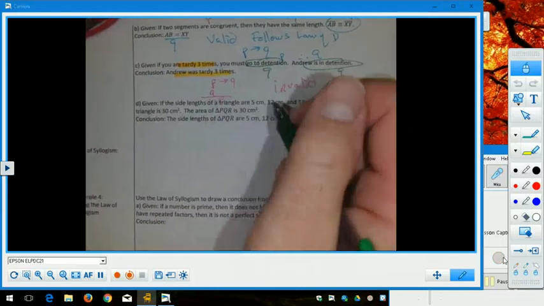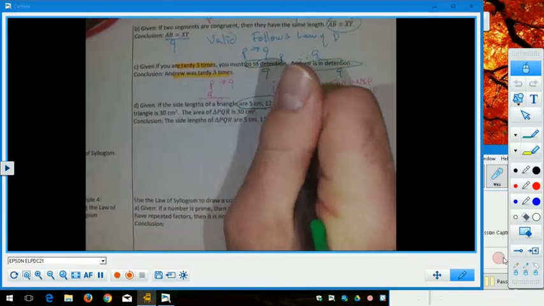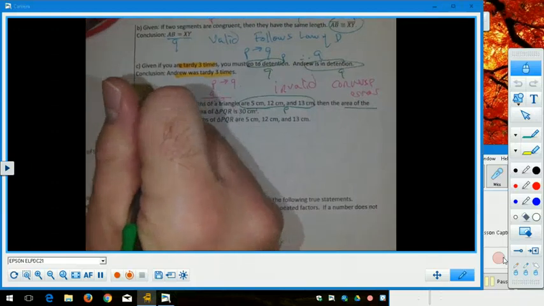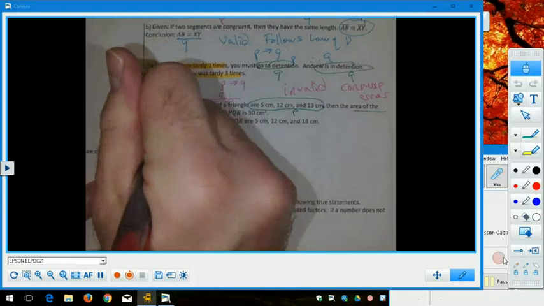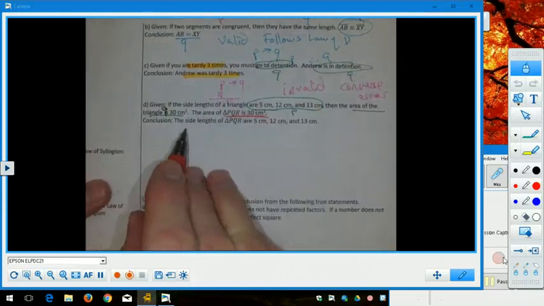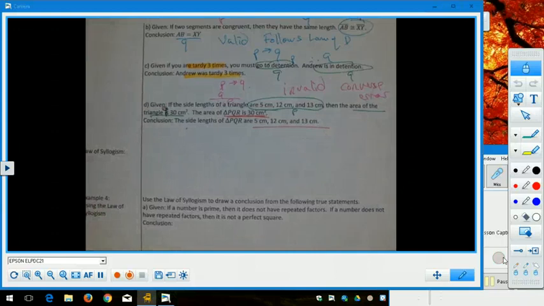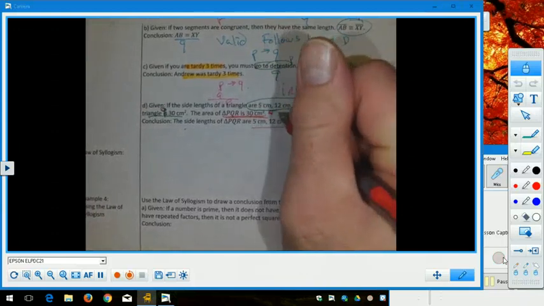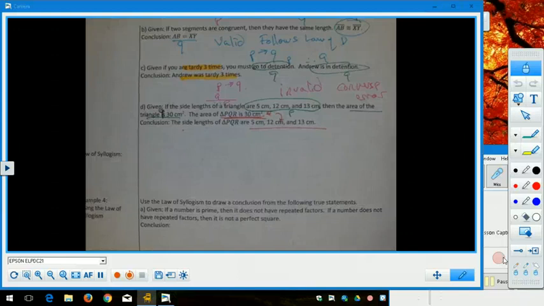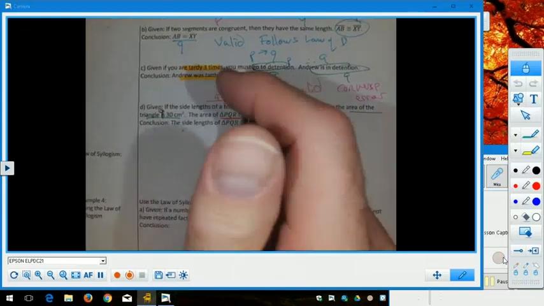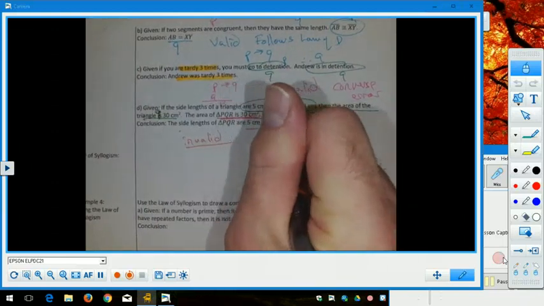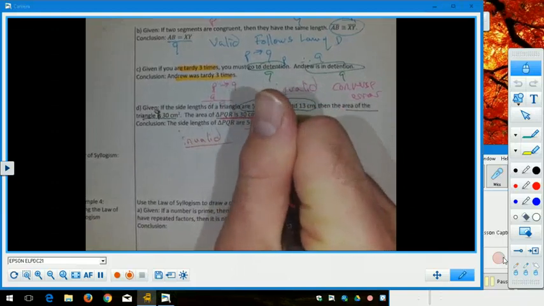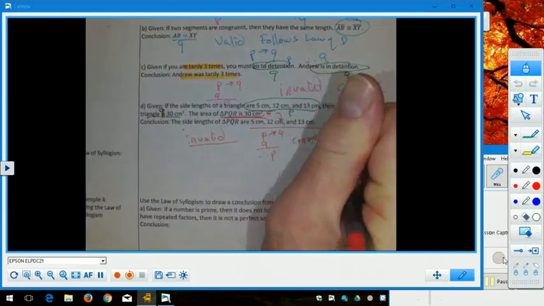Letter D, if the sides of a triangle are 5, 12, and 13, that's our P. Then the area of the triangle is 30 centimeters squared. That's our Q. Now they're telling us the area of the triangle and saying the side lengths are 5, 12, and 13. Well, just because that's the area, they could be the side lengths, but they don't have to be the side lengths. So again, they didn't follow the order. It's invalid. It does not follow the law of detachment. They did P arrow Q, QP, which is converse error.